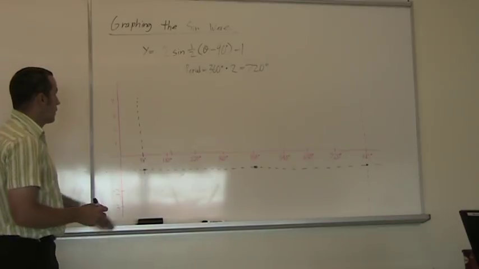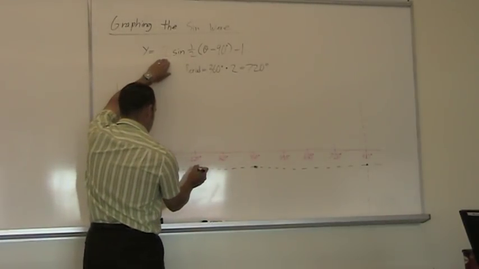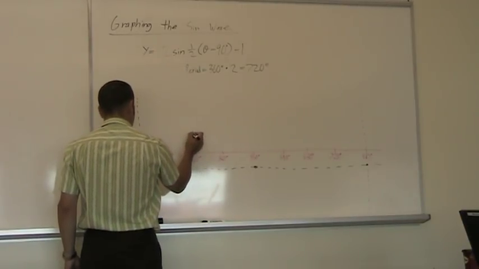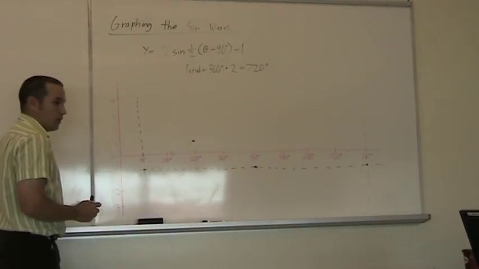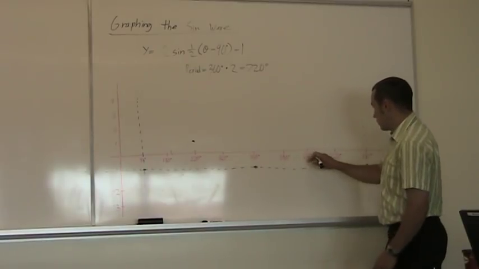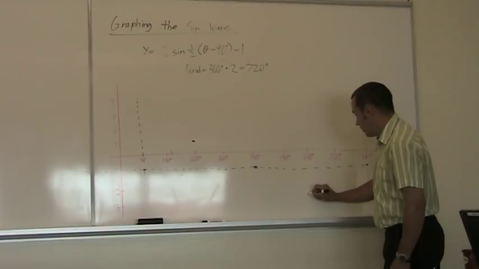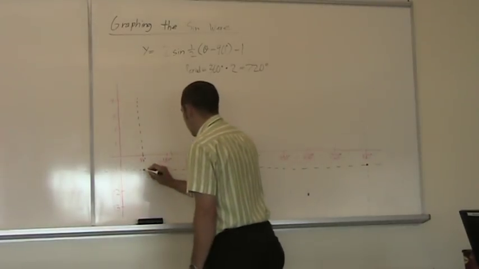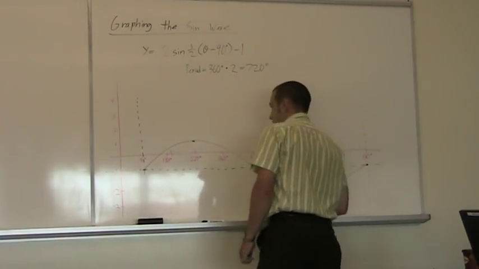Then I use my amplitude, which is 2. So halfway between these 2 dots, I have a maximum going up 2 from the horizontal axis. So 1, 1, 2. So there's the max point. And then halfway between these 2 dots, right here at 630, I go 2 down from the horizontal axis. 1, 2. And we just draw it. There we are.